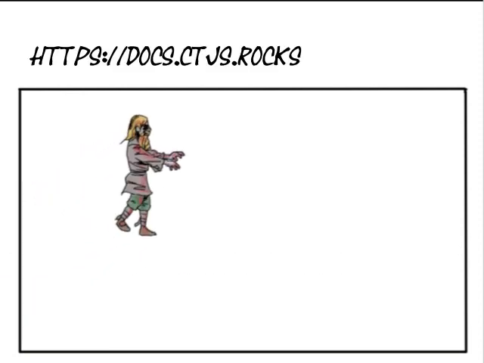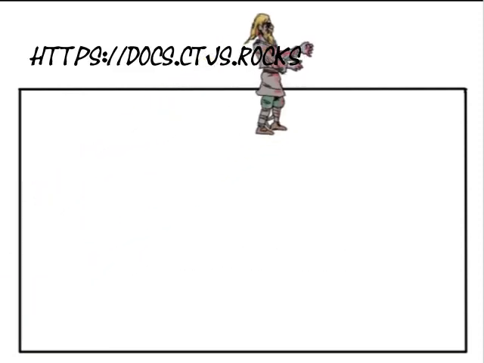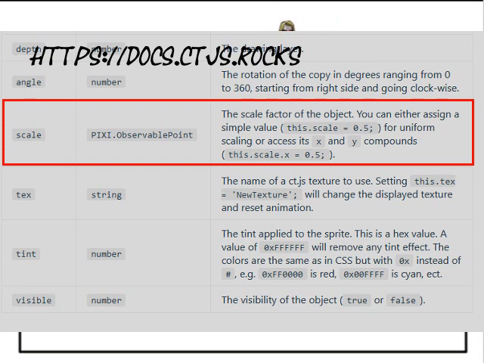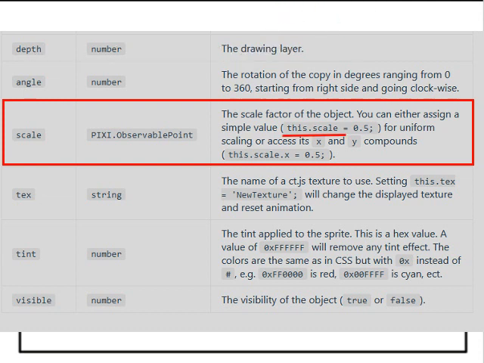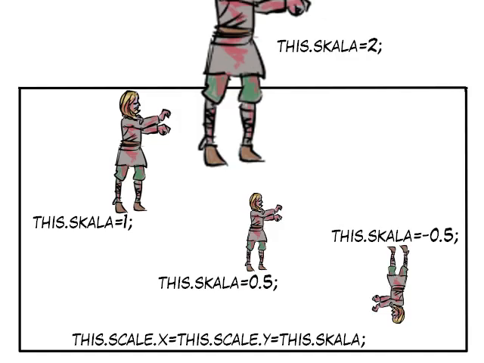Looking at the documentation for ct.js, there seems to be a scale function that should work to scale an object. Unfortunately, however, this scale does not seem to work. However, this scale x and this scale y do work. So we can use that. 1 is the original size of the sprite. Factors between 1 and 0 will scale down the image. Factors above 1 scale up the image. Negative factors will flip the image.